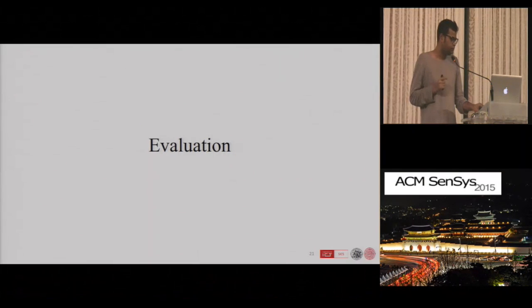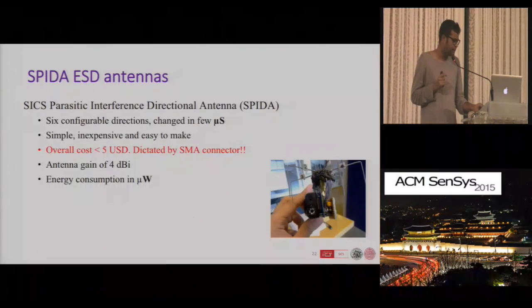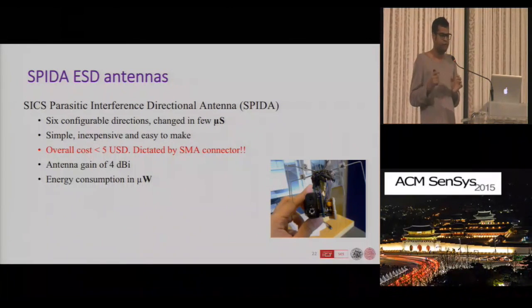So we then move on to the evaluation of our protocol. For the ESD antenna, we use, as we had discussed earlier, the SPIDA antenna. SPIDA stands for Six Parasitic Interference Directional Antenna. It is an electronically steerable, configurable directional antenna. It has about 6 configurable directions, and each direction can be changed within a few microseconds. So we can change the antenna directions on a per packet basis.